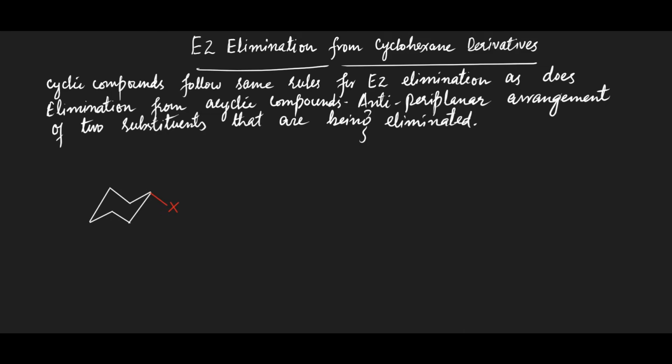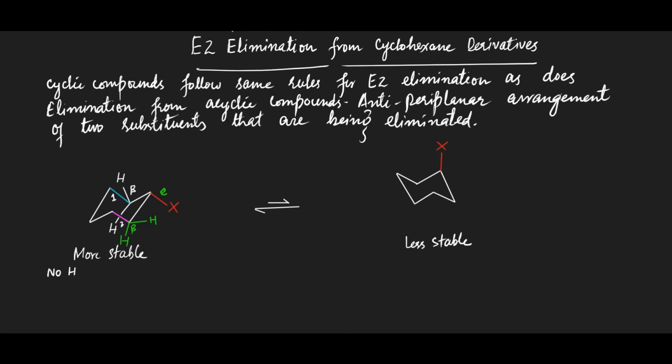Consider this mono-substituted cyclohexane. The substituent X occupies the equatorial position, which is the more stable conformation than when the ring flips to put the X substituent on the axial position. In this case, there are two beta positions with two hydrogens each, each carbon having an axial and an equatorial hydrogen. It is obvious that none of the hydrogens on either beta carbon are anti-periplanar to C-X.